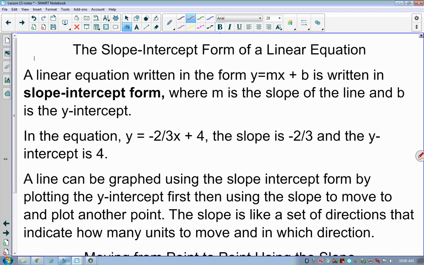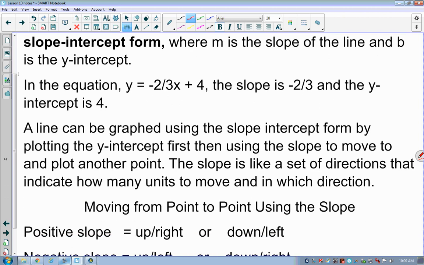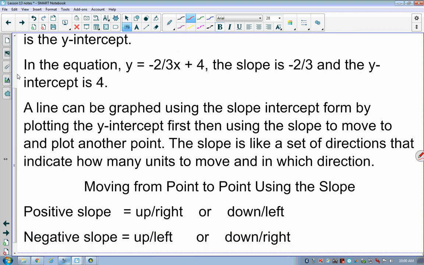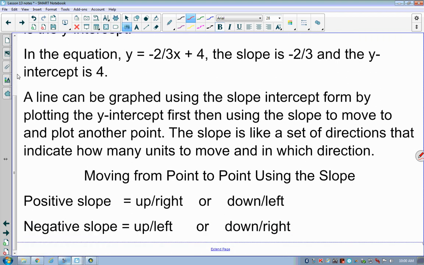What if there's not enough room for me to go to the right? Can I go to the left at all? How do I do that? Go up 2, left 3. Okay, good. So we have an understanding. A line can be graphed using the slope-intercept form by plotting the y-intercept first, using the slope to plot another point. The slope is like a set of directions to indicate how many units to move and in which direction. But we understand that.